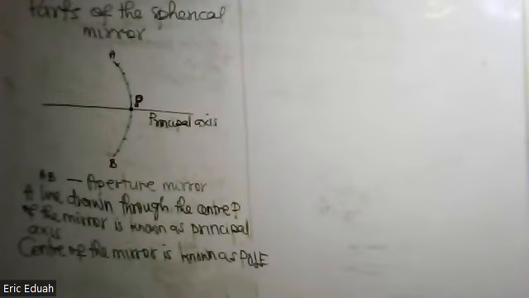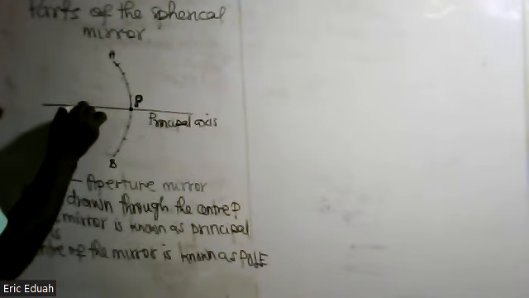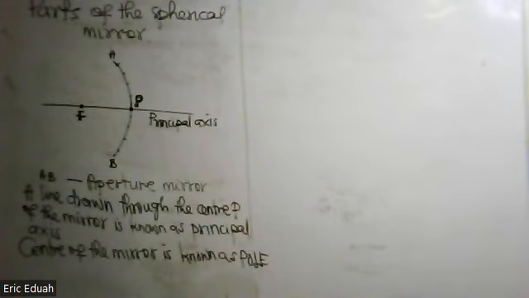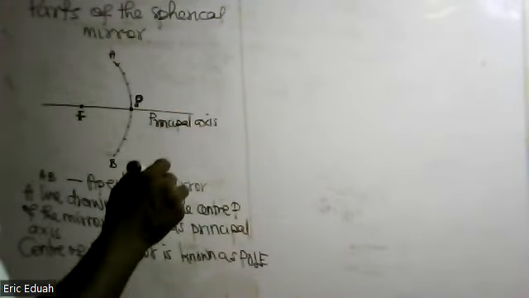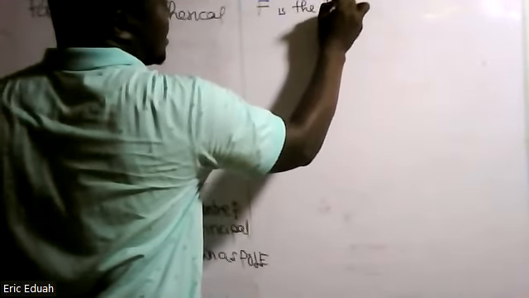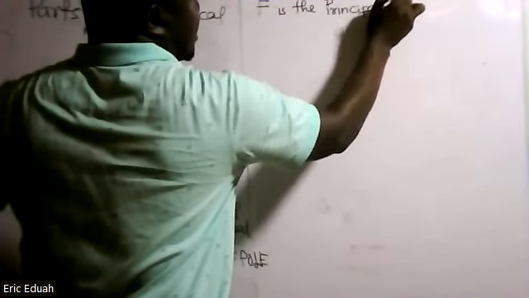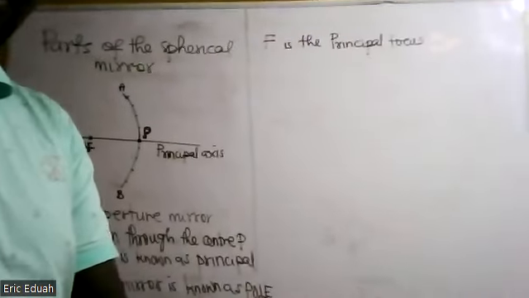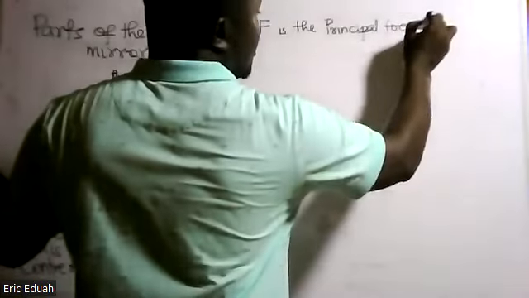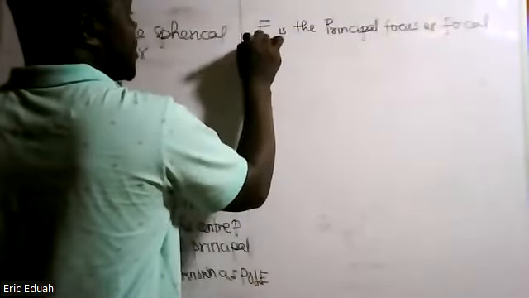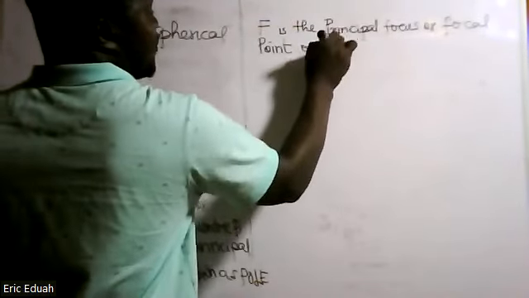Now, there is also a point on the principal axis, labeled as the capital letter F. F is the principal focus, or focal point, of the mirror.